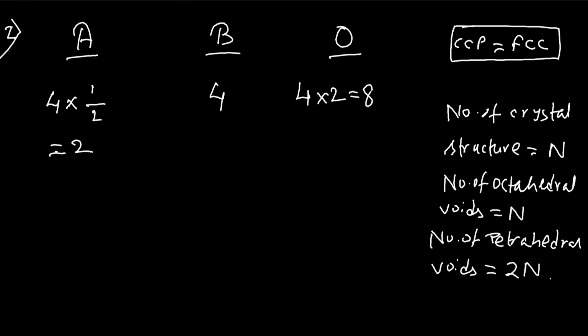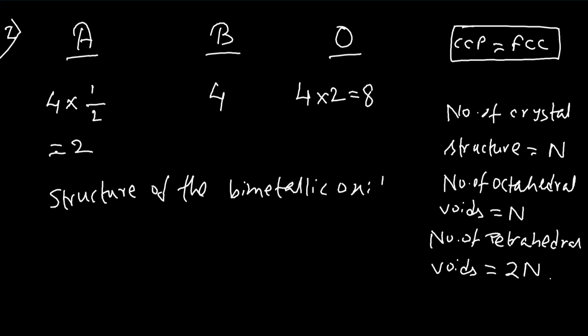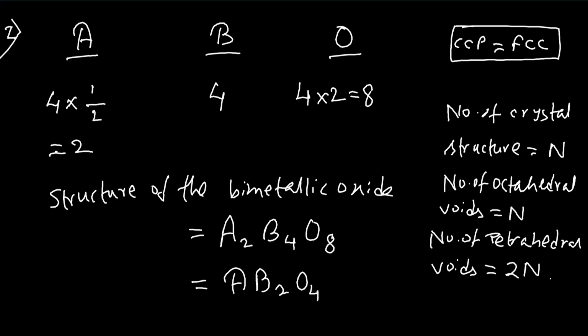So we have got the formula or the structure. The structure of the bimetallic oxide will be equal to how much? A2B4O8. But this type of option is not given. So what you have to do is reduce it. If you reduce it, you will get AB2O4. And this matches with option number B again.